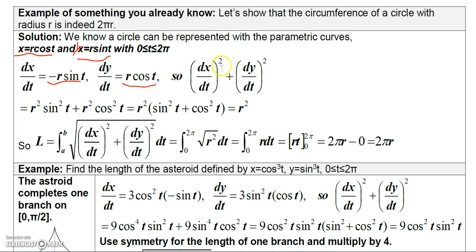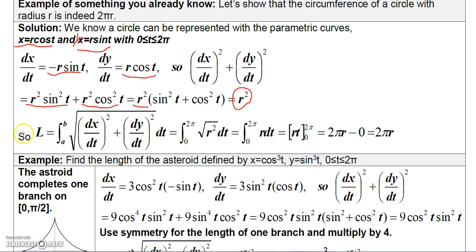So then if I do dx over dt squared plus dy over dt squared, I square this, so I get r squared sine squared t. Then I square this and I get r squared cosine squared t. And then I can factor the r squared out of that, and so I get r squared times sine squared plus cosine squared. Well, since sine squared plus cosine squared is 1, that's just going to be r squared. I wanted to do that there and not actually do it in the integral.